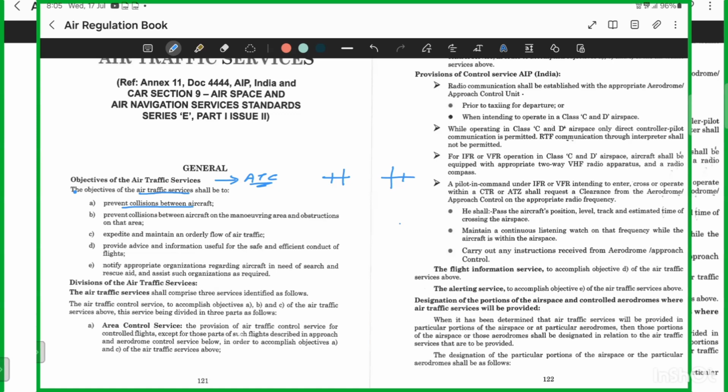To prevent that. Then, to prevent collisions between aircraft on the maneuvering area. That is your runway, taxiways, apron, etc. There also, to prevent collisions between aircraft, the ATC will provide you services. They will give you instructions and you follow their instructions. To expedite and maintain an orderly flow of traffic.